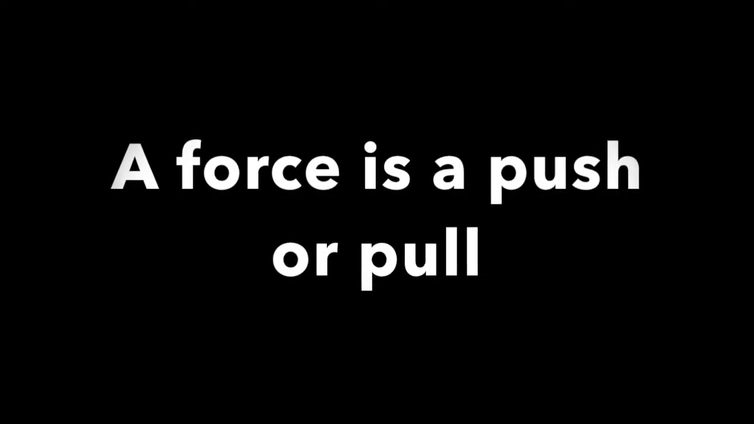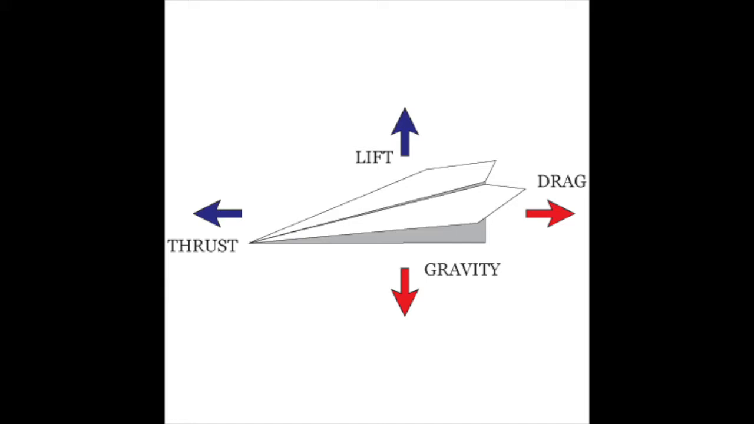All things that fly have different forces that are acting upon it. A force is something that pushes and pulls on something else. All flying things have four forces acting upon it. Gravity, the pulling down force. Lift, the lifting or rising force. Thrust, the moving forward force. And drag, the slowing down force.